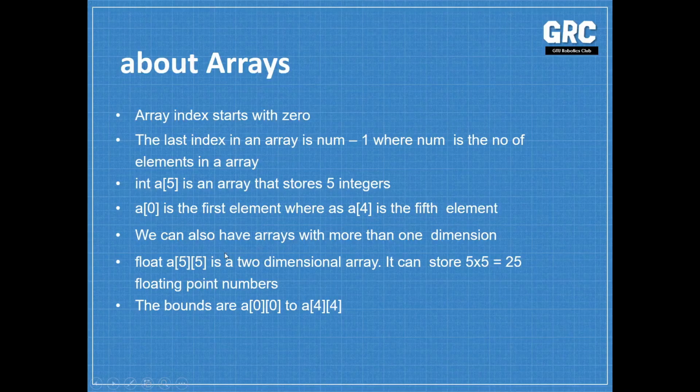Now if we talk about the two-dimensional array, a two-dimensional array is defined by two square brackets. The first is the row and the second is the column. So this is the row length, this is the column length. If we declare a two-dimensional array of 5 by 5, then it can store values up to 25.